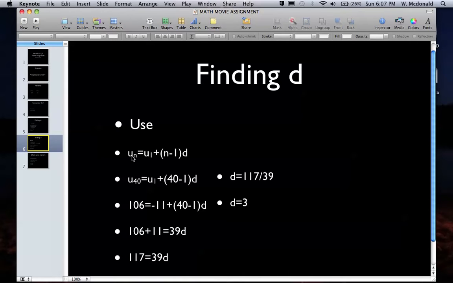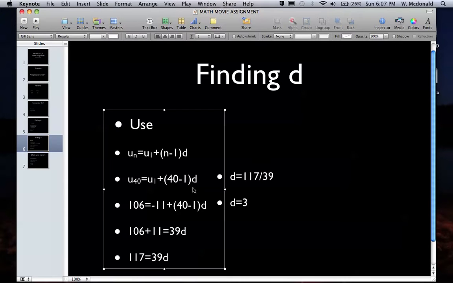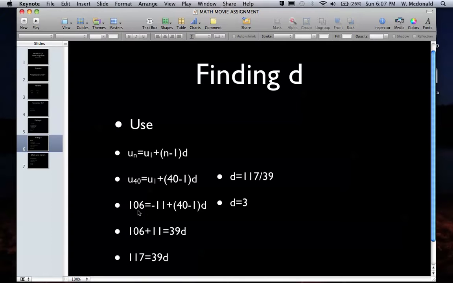So we know U40, we know U1 now after we just found it, and we know N, so we have to find D. So what we do is we sub in 106 for U40, -11 as we just found for U1, and 40 for N, and then we solve for D. And we get 3. So now we know that U1 is -11, D is 3.